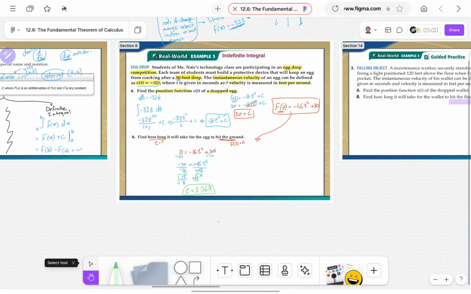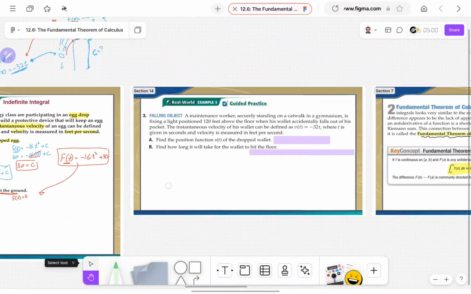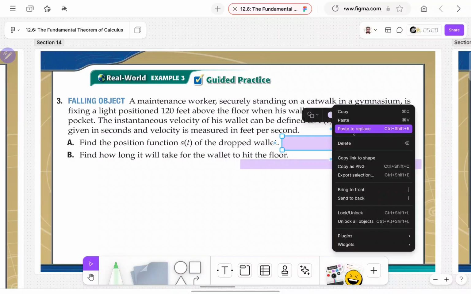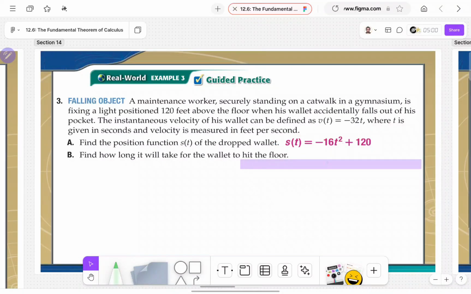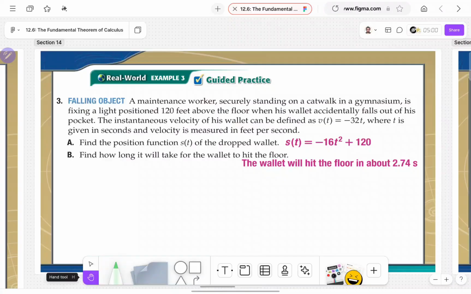Okay, I hope you understand the idea of the egg drop. Now it's your time to solve this. It's a similar problem but with a different height, or different feet above the floor. Now try to solve them. This is the answer. I hope you understand everything.